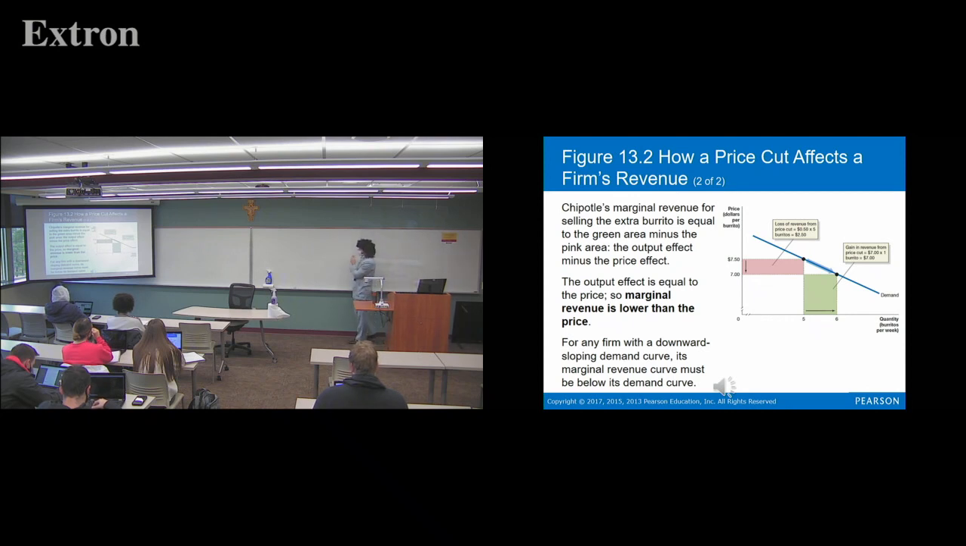So the marginal revenue for Chipotle in this example is going to be the difference between the red area and the green area. So the output effect minus the price effect. The output effect is going to be equal to the price. So what we're going to see is that marginal revenue is going to be lower than the price. Remember, this is the same thing we saw in the monopoly market, and it's the same basic idea. Because we have this downward sloping demand curve, as you sell more units, we decrease that price, you're getting a lower price per unit. So the marginal revenue is going to be lower than the demand curve.